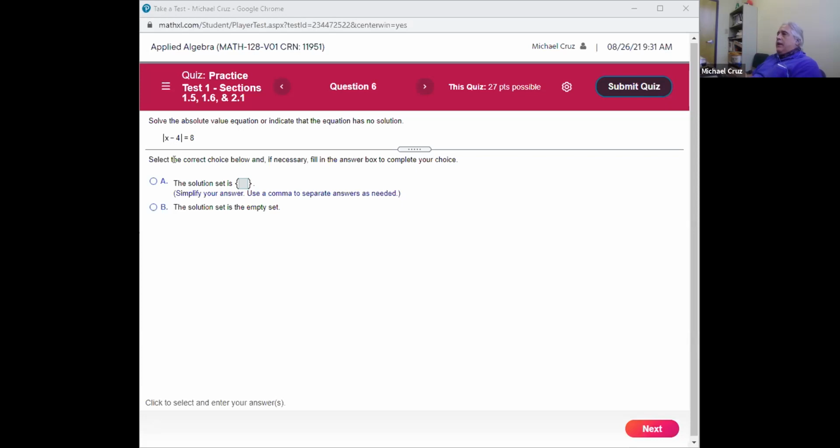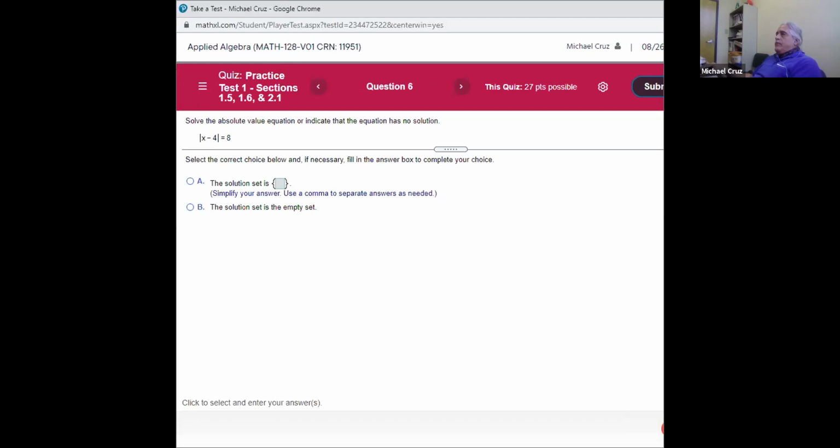So what's inside of those two lines, the absolute value symbol, can be either 8 or negative 8, right? And make that a true statement. I can easily do that here.